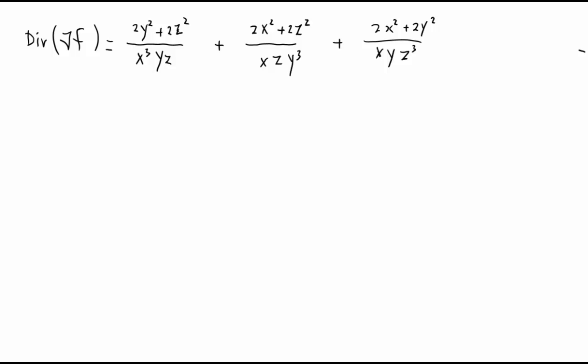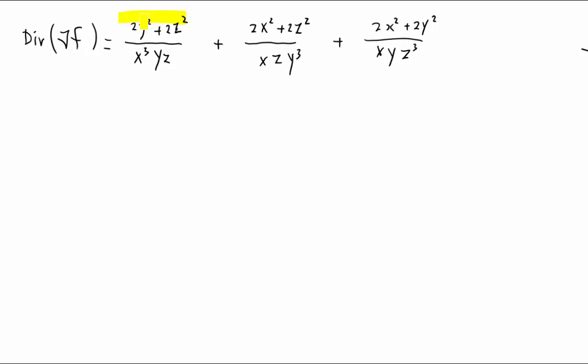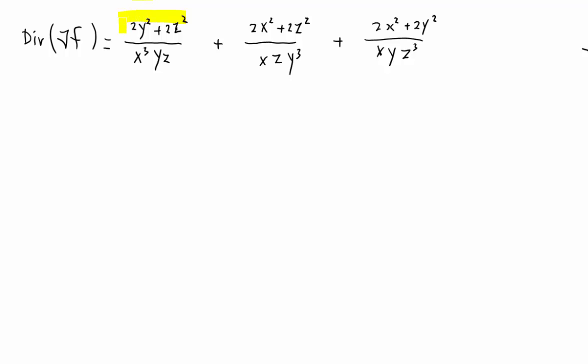Putting them together, we have the first term, 2y squared plus 2z squared over x cubed yz. The second term is 2x squared plus 2z squared over xzy cubed. And the third term is 2x squared plus 2y squared over xyz cubed. And that will be the answer for the divergence of the gradient of f.